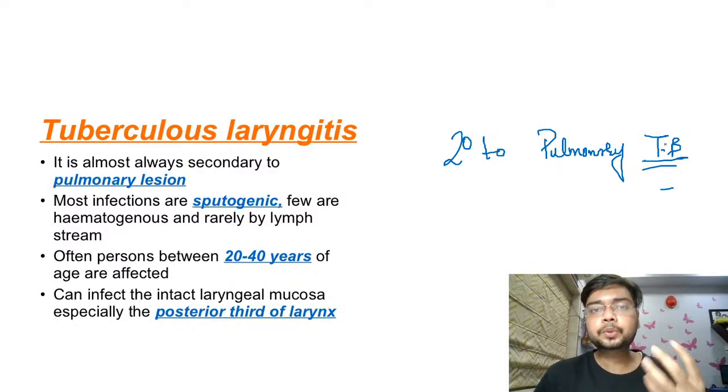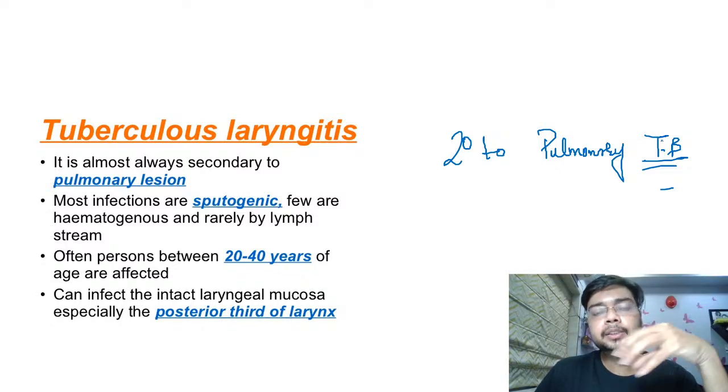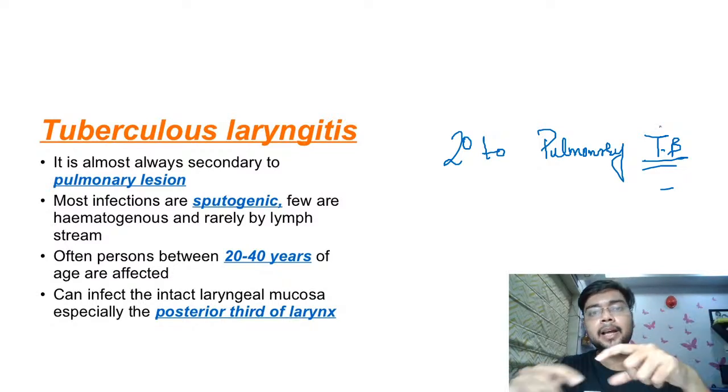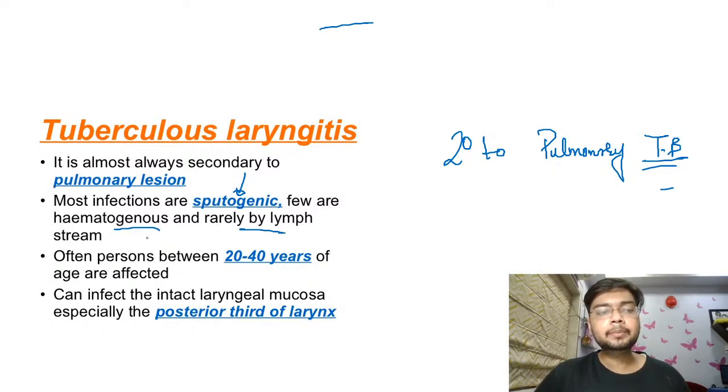What happens is that the Mycobacterium tuberculosis, when you regurgitate the cough, the sputum, and again you swallow it, that sputum is going more towards the posterior part of the laryngeal inlet. It is staying there more, so that is why that posterior part is more prone to get tuberculosis of larynx, right? Most infections are sputogenic, that means they are caused by the sputum, and few are hematogenous, rarely by lymph stream. Primary laryngeal tuberculosis is also seen, but mostly these are secondary to a pulmonary lesion.